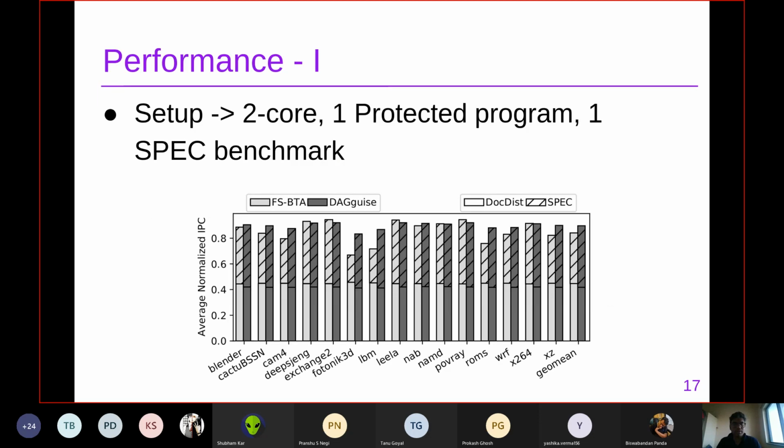So evaluating it, we'll evaluate with respect to fixed service, or an adaptation of fixed service, which is the bank triple alternation, which is adapted to make it more performant.